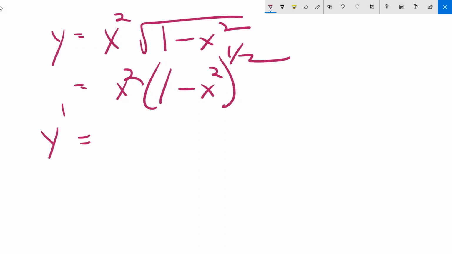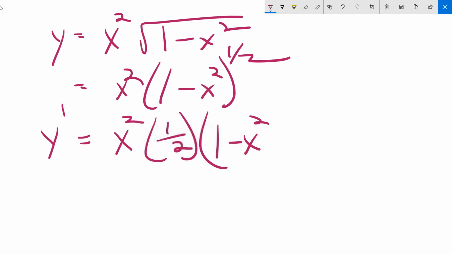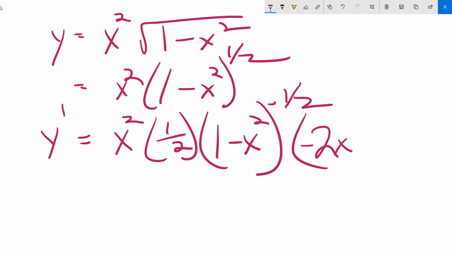So would we have to use multiplication for this? Well, this is definitely the product rule, because yes, you have two different functions that are being multiplied. So we have x squared times 1/2 times (1 minus x squared) to the negative 1/2 times negative 2x. Perfect. Might be worth simplifying, we'll see what we get.